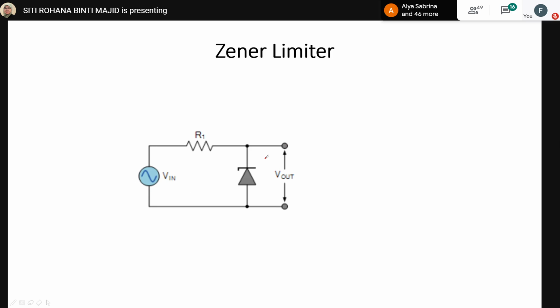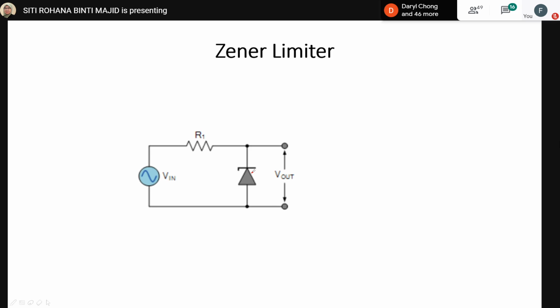Okay, there are a few approaches. We can use a Zener diode, because with Zener diodes, once you change the direction, similar to a normal diode, it will change the direction of current. That part we can manipulate with the diode arrangement.